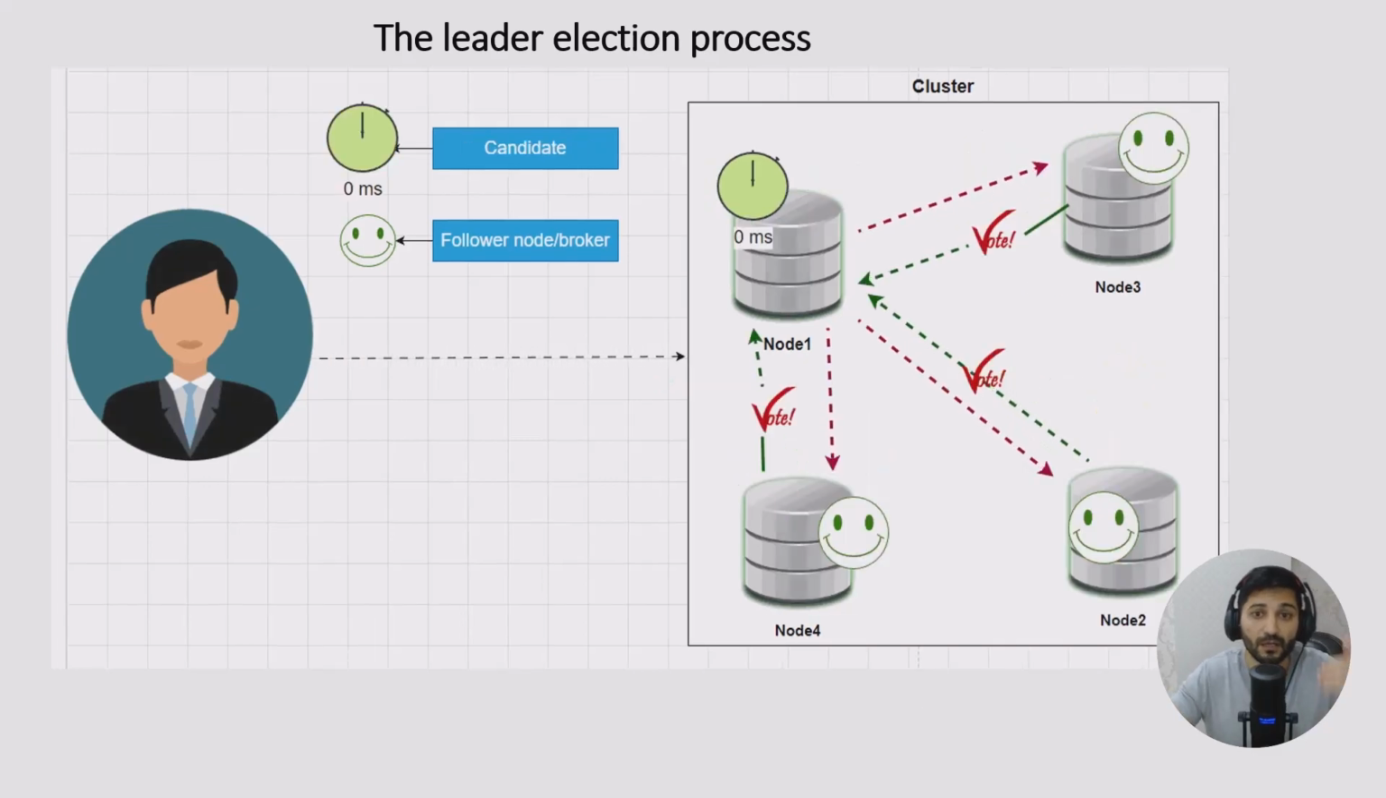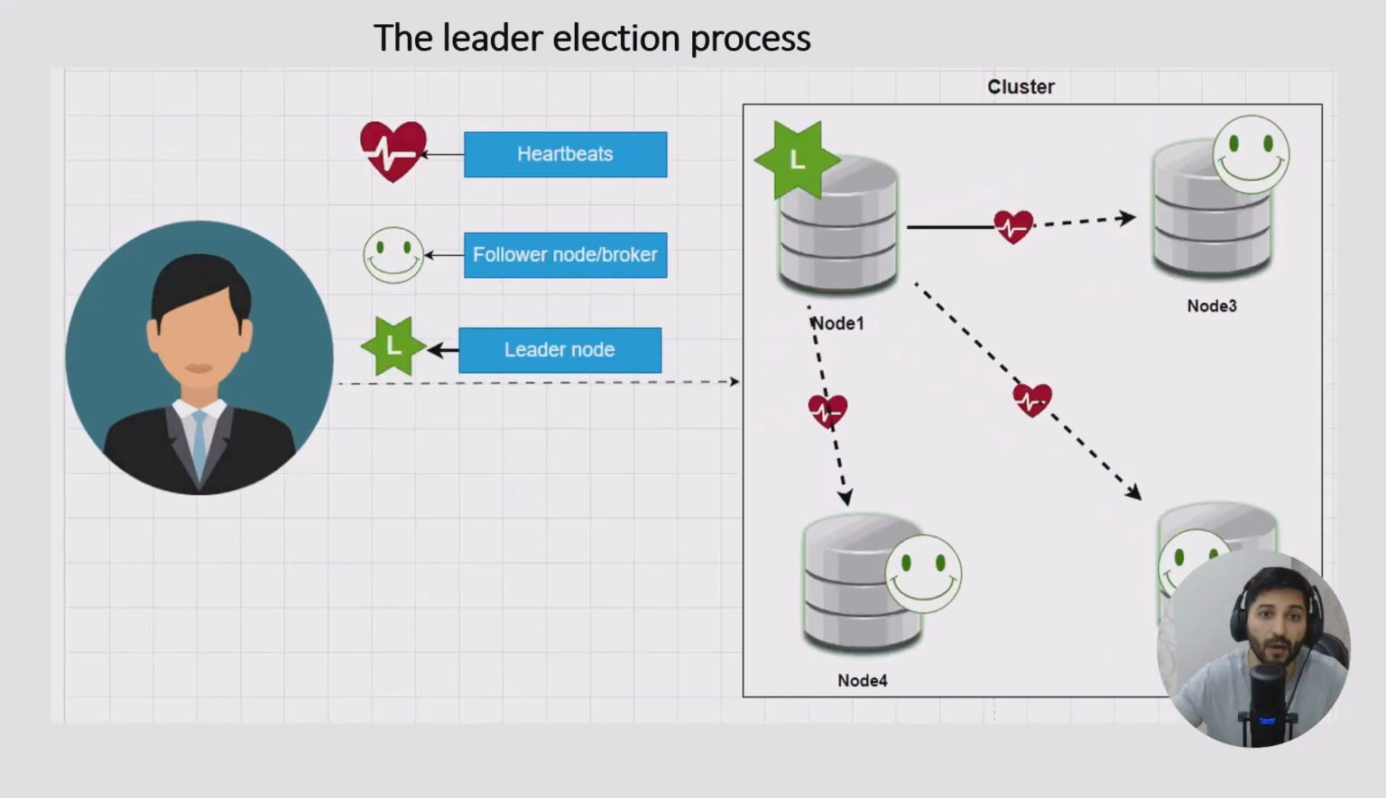Let's say for node 1 the timeout finished before the other followers, and now node 1 is going to be our candidate for leader. This candidate will send a request to the followers. First, node 1 will vote for itself, and then it will send to the other followers, "Guys, please select me as a leader." All other followers will respond, "Okay, go ahead, you are a leader." And now node 1 is our leader.